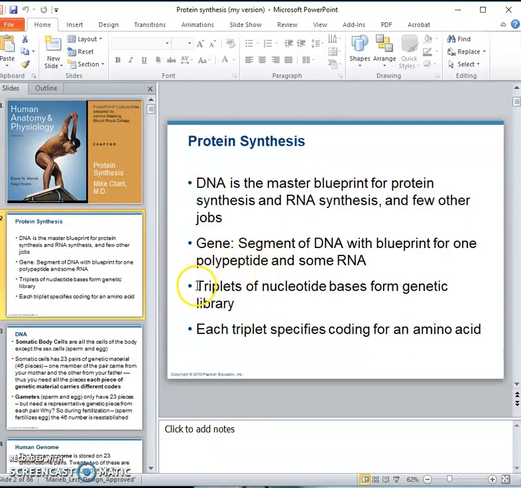Within a gene, you have triplets. Triplets of nitrogenous bases, or should I say nucleotides, that are the code for this. So we'll be looking at that. Okay. Each triplet on the DNA codes for one amino acid. Each triplet codes for one amino acid. Remember, we had 20 naturally occurring amino acids.